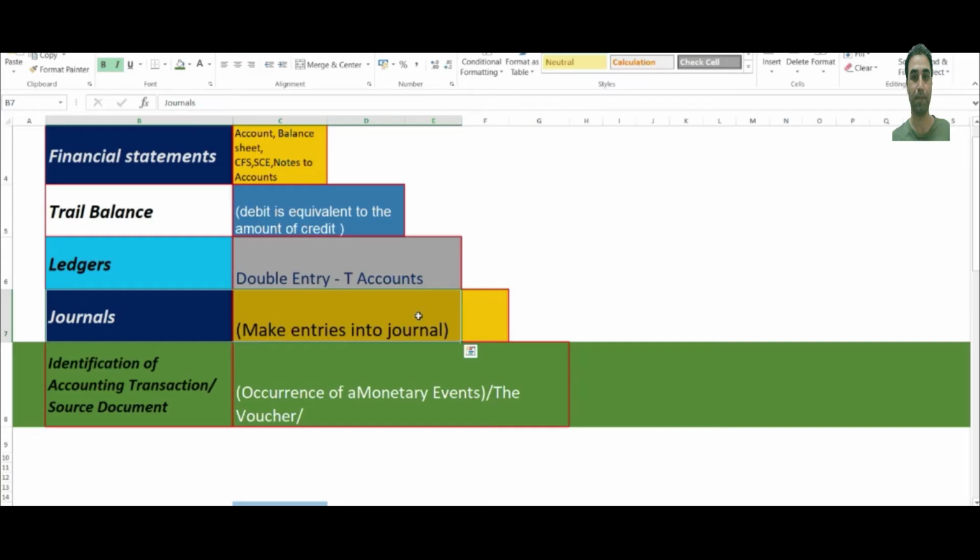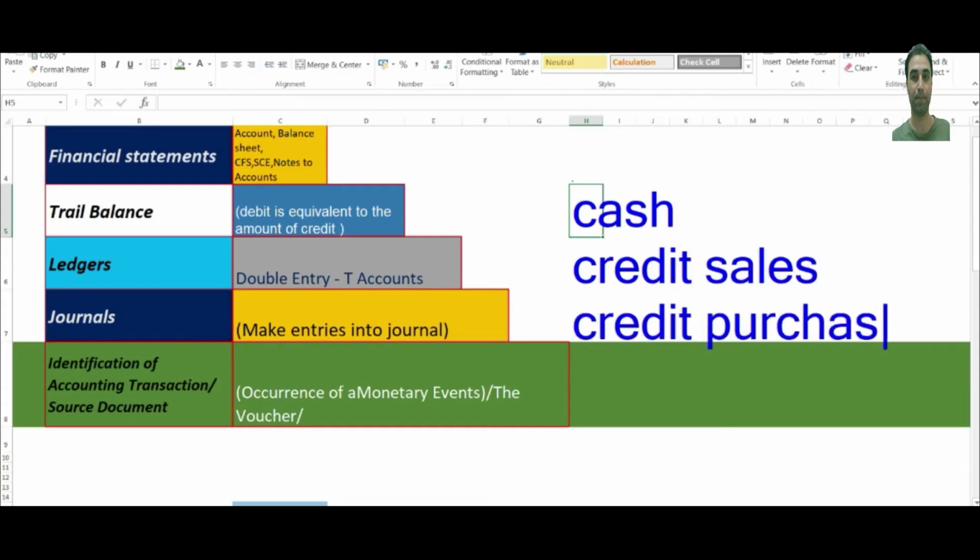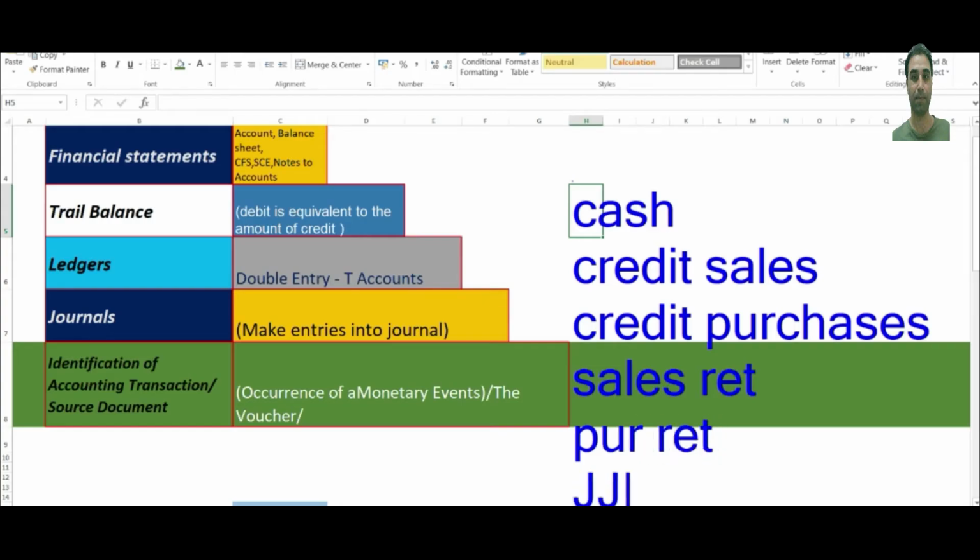What is a journal? Actually, in your business you keep different books. In one specific book, you record all the cash transactions; that is called the cash book. Others are credit sales, credit purchases, sales return, purchase return, and journal. Now let me explain it to you a little bit further.